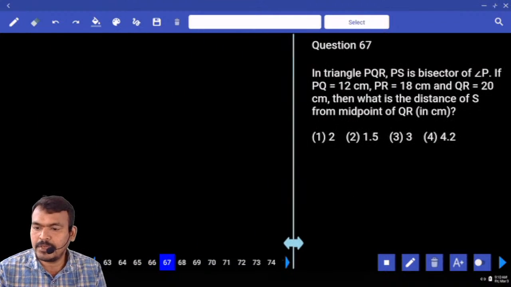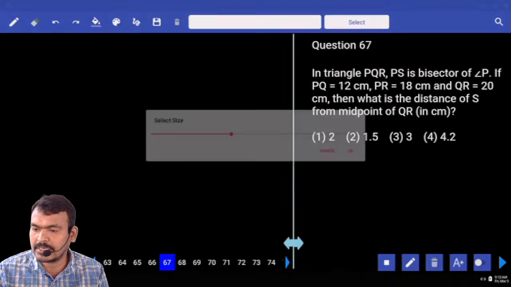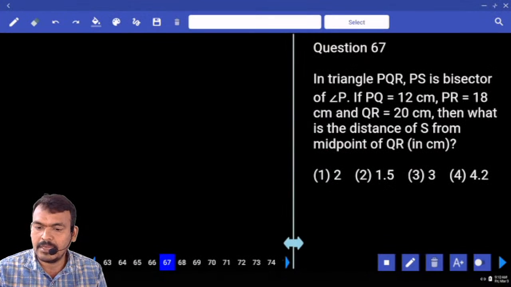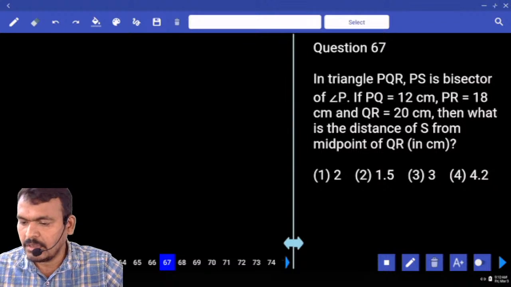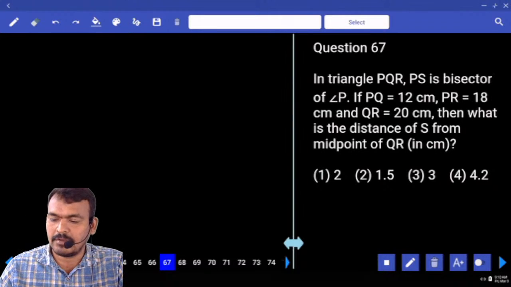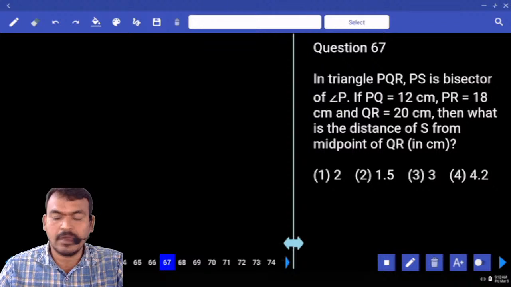In a triangle PQR, PS is the bisector of angle P. If PQ is equal to 12 centimeters, PR is given as 18 centimeters and QR is 20 centimeters, then what is the distance of S from the midpoint of QR?